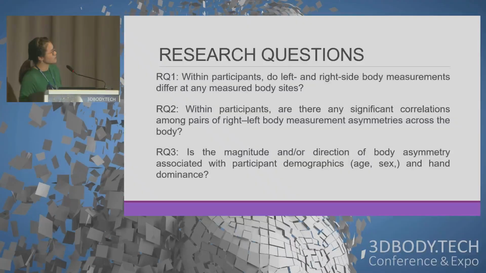Do left and right side body measurements differ at any measured body sites? Are there any significant correlations among pairs of right and left body measurement asymmetries across the body? And lastly, is the magnitude and/or direction of body asymmetry associated with participant demographics?